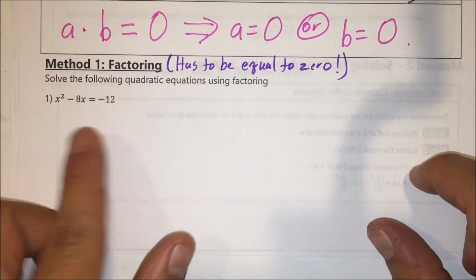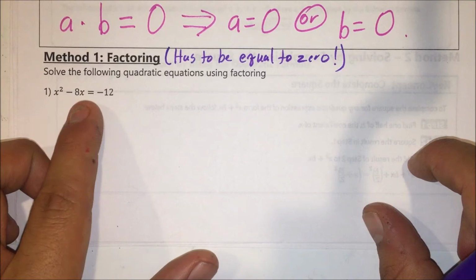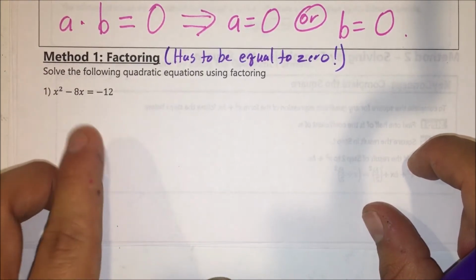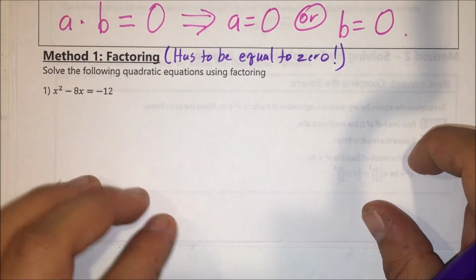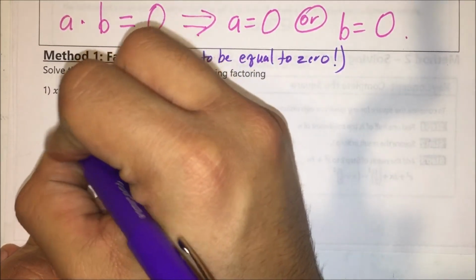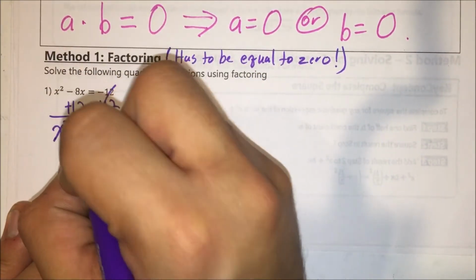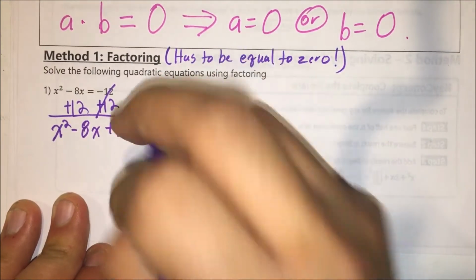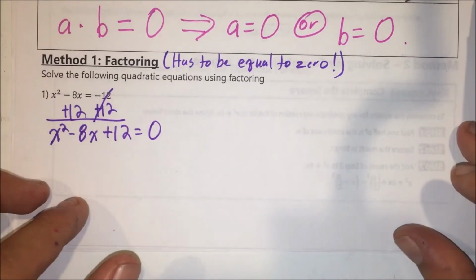So let's look at this. Let's solve the following quadratic equations using factoring. So we have x squared minus 8x is equal to negative 12. So what's going to happen here? Well, first of all, again, we notice this is not equal to 0. So we want to fix that. Let's go ahead and add 12 to both sides. So that's going to cancel. We get that x squared minus 8x plus 12 is equal to 0. And now we can continue factoring because it is equal to 0.